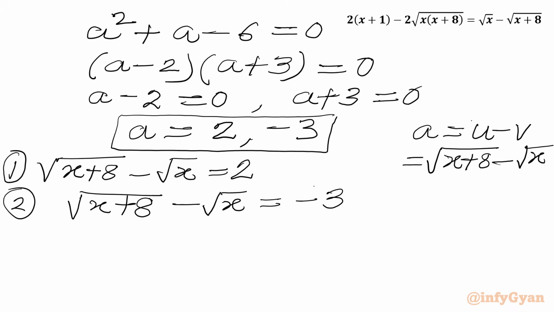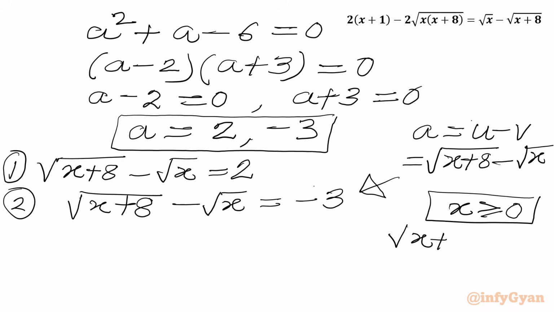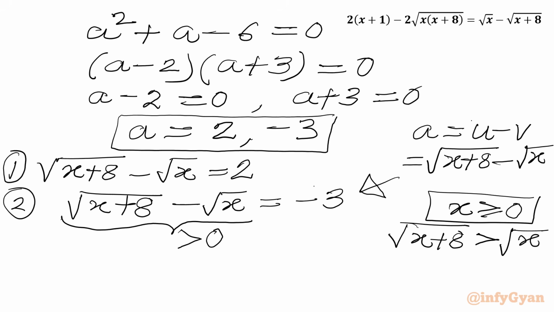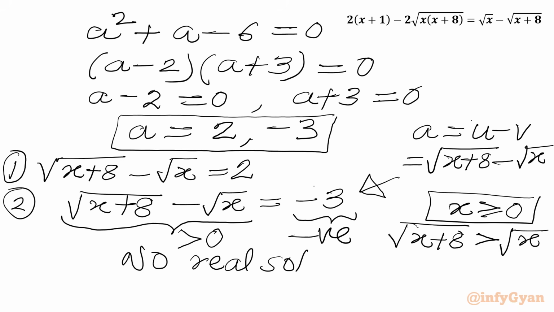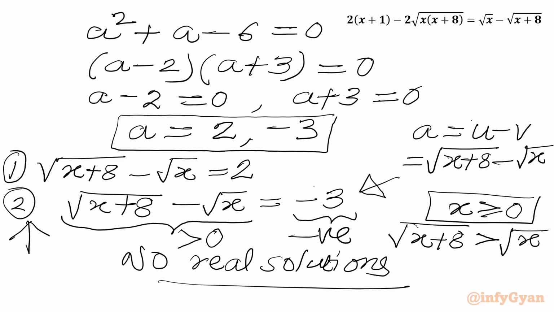Now, if we solve the second equation first, then for real numbers where x is greater than or equal to 0, square root x plus 8 would always be greater than square root x. So the left hand side must be greater than 0. The right hand side is negative, which is not possible in real numbers. So for the second equation, no real solutions will be there. No real solutions for equation number 2.